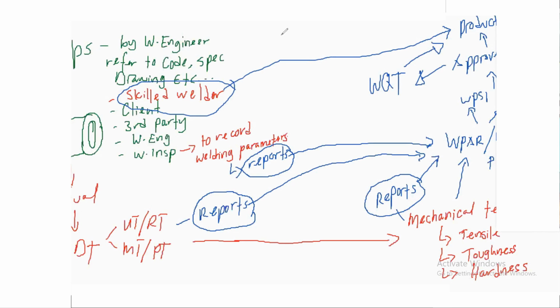So that is more or less the sequence of producing a WPS. Both European and American, the steps are almost the same, right? But maybe the values and qualification ranges will be different. But the steps of how to do it are almost the same. You may copy this one if you want. All right, we finish.